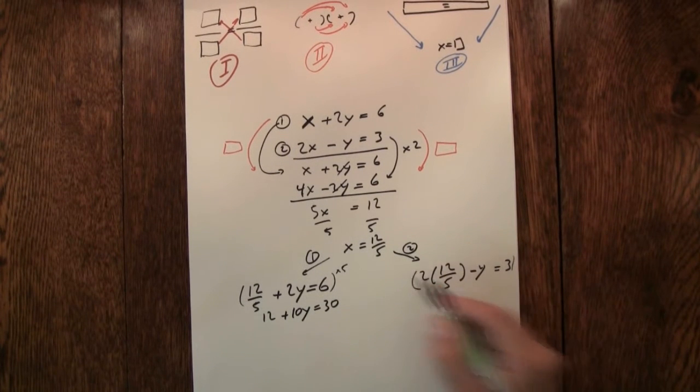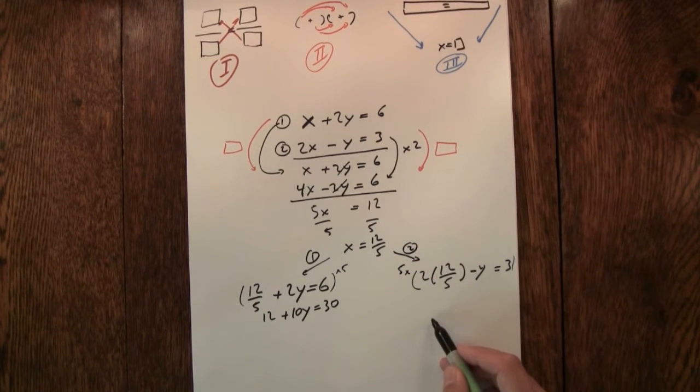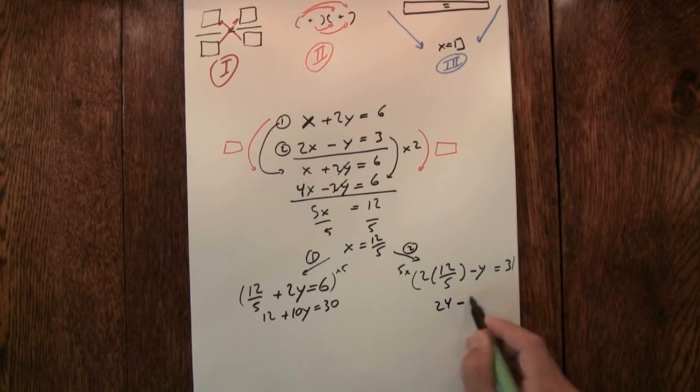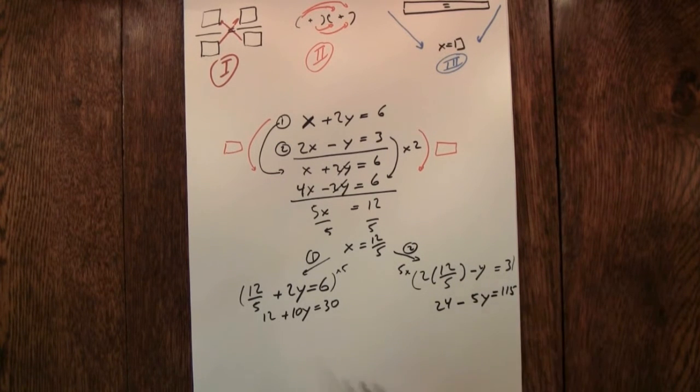Multiply this whole thing by 5, right? 2 times 12 was 24, right? So this 5 kills this 5. 24 minus 5y is equal to 15. So what I'm going to do is solve for y here. I'm going to grab the 12, bring it over, minus 12. So this is 10y is equal to 30 minus 12, which is 18, right? And I'm going to divide by 10. So y is going to be equal to 9 over 5, since 2 goes into both of those.